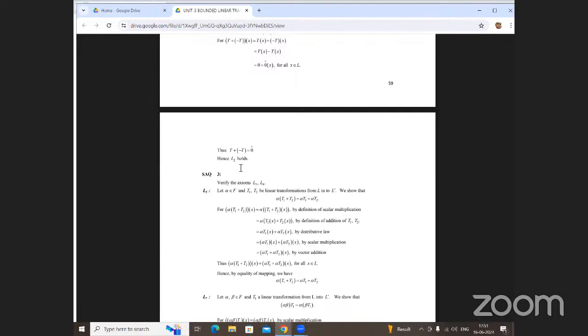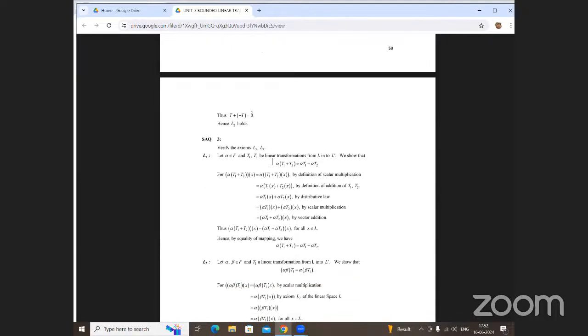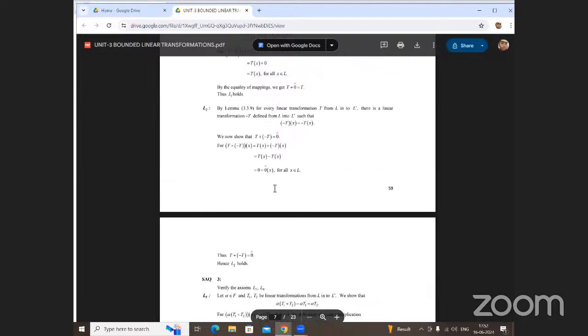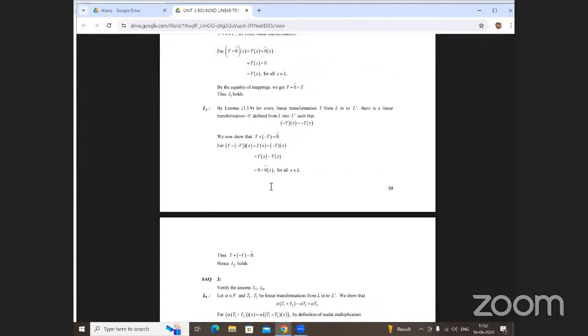So L2 holds good. Sir, small doubt. Tell me. Do we have to write the matter in between exactly in the exam, or are only steps enough? No, that is not necessary here. That is for our understanding purpose. Only steps are there. Okay, there is no problem. Thank you sir. Okay, it's all right.